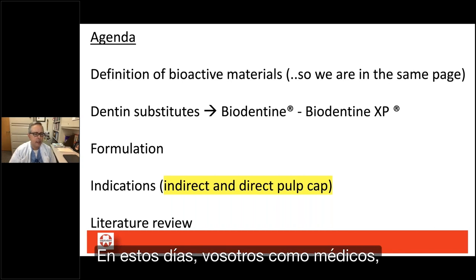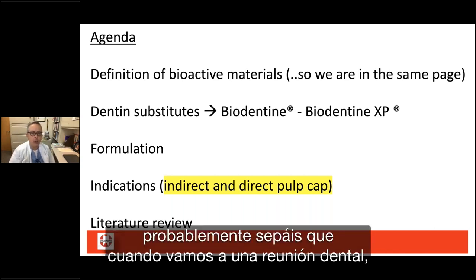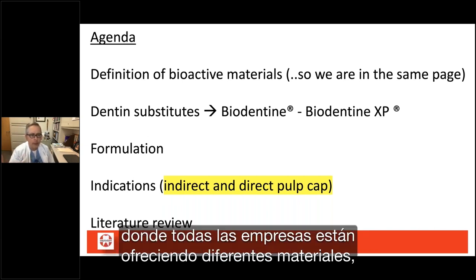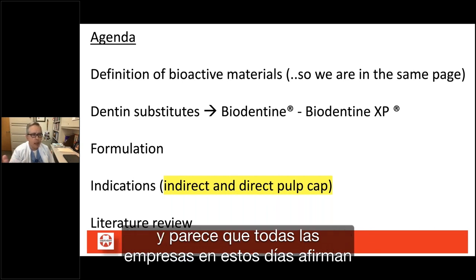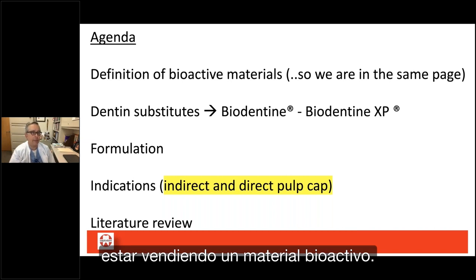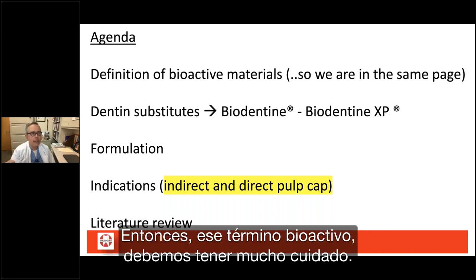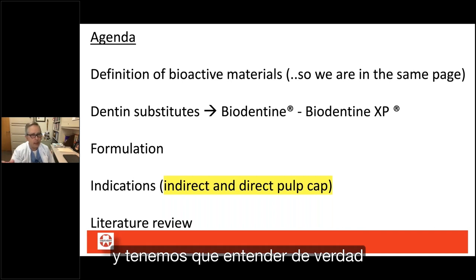These days, as a clinician, you probably know that when we go to a dental meeting, we walk around the commercial exhibition where all the companies are offering different materials. It seems like every single company these days claims that they are selling a bioactive material. The reality is that not all the materials are really bioactive.